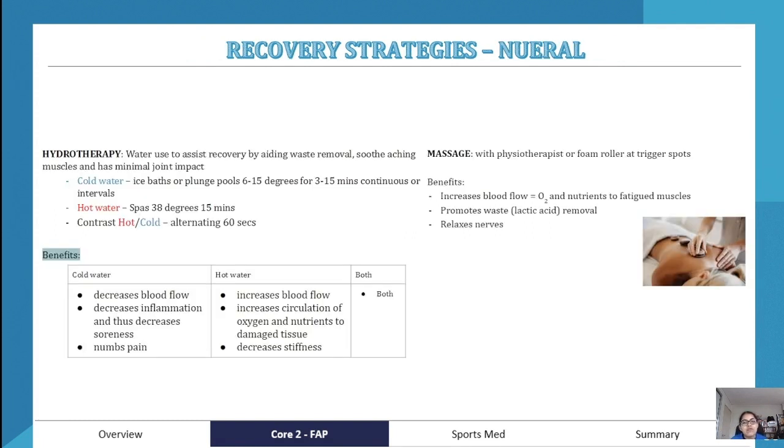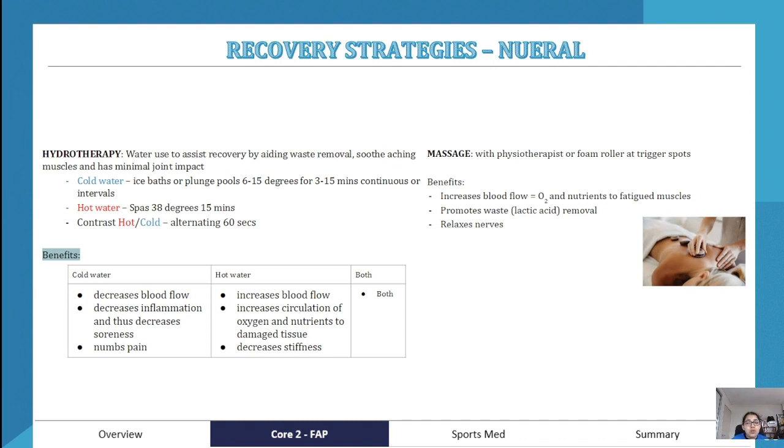Alright, then we've got neural strategies. Neural strategies refer to hydrotherapy and massage. They're more about nerves, related to the general nerves and body tissues. Hydrotherapy is basically using water to assist recovery by aiding waste removal, soothing aching muscles, and having minimal joint impact. You can use cold water, so ice baths or plunge pools, which are 6 to 15 degrees, and you can use them for 3 to 15 minutes, continuous or intervals. So you can get out, come back in, or you could just sit there continuously.